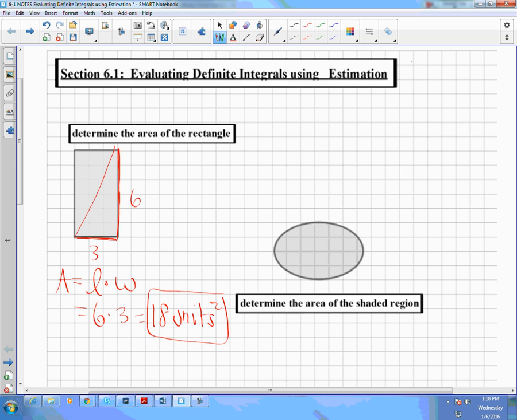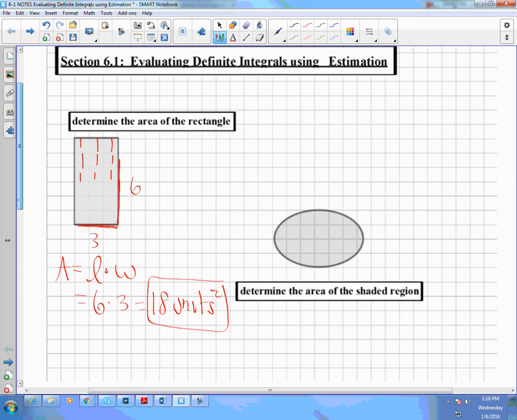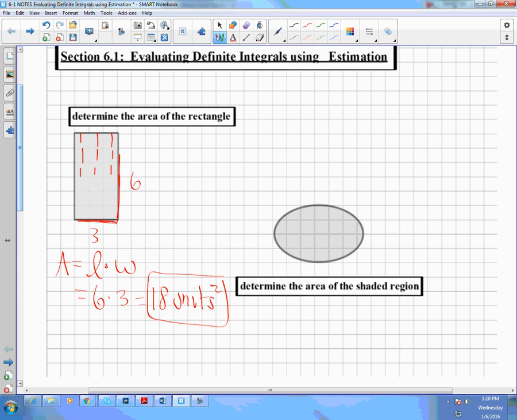Okay, good. Count all the squares. 1, 2, 3, 4. This is what area is in units squared. And how many squares do we end up having? 18. Okay, that's another alternative. That's a nice way to do it when the rectangle is nice and squared.